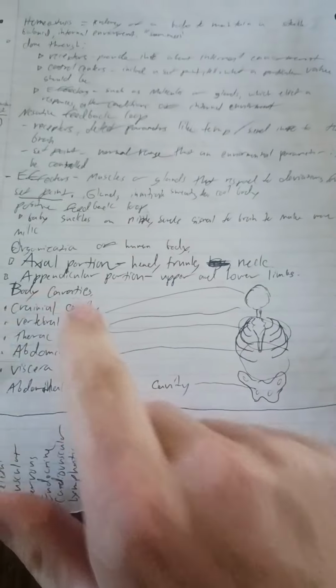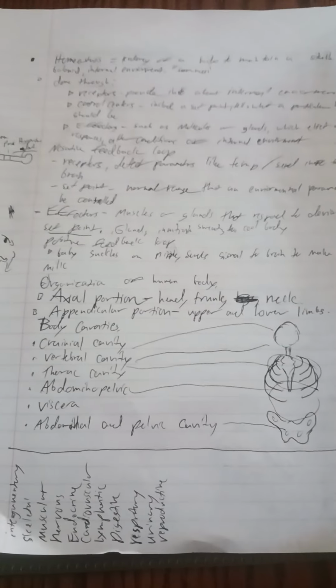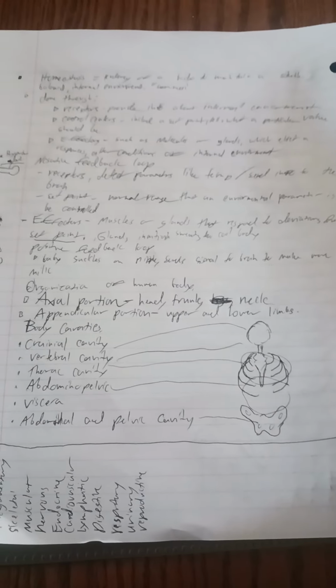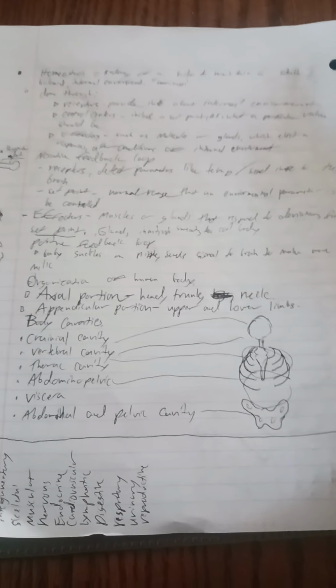Here we have the cavity diagram with the head and the neck, which are the cranial cavities, body cavities, vertebral cavities, thorax, and abdominal.